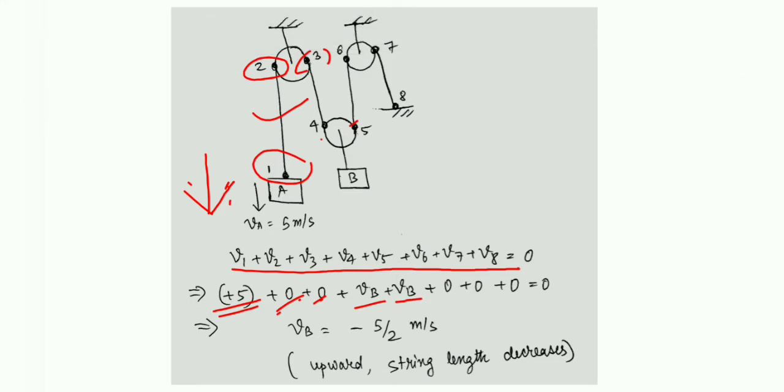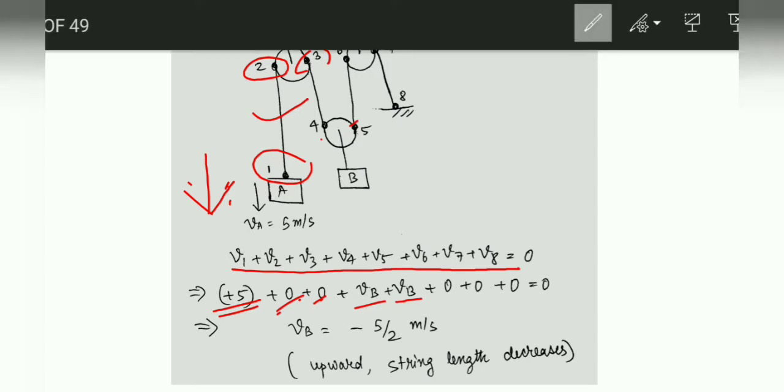Now see at this contact point 6. 6 is connected to the other pulley, that is stationary, so that will be 0. Contact point 7 also will be 0 because it is connected to the stationary pulley. So V7 is also 0. And V8 is connected to the support, so it will be 0. So exactly now we can write plus 5 is equal to 0, 0 plus VB, VB.